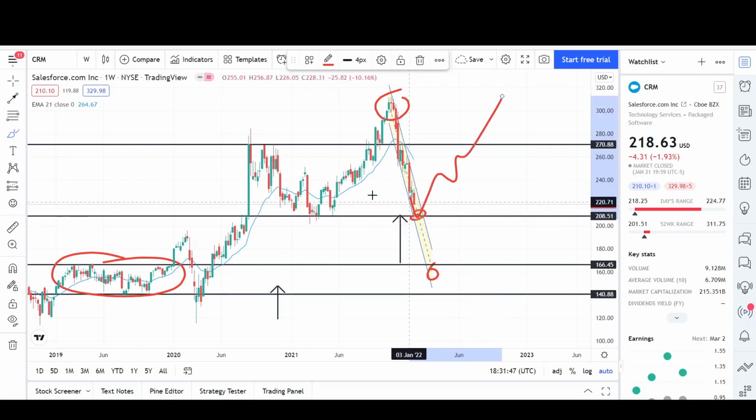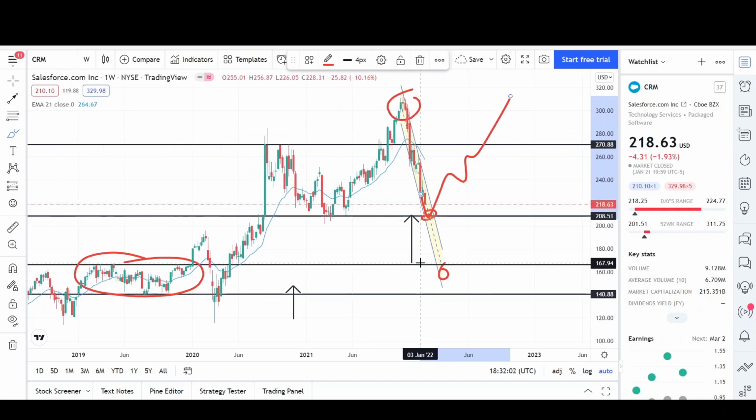Just judging the price action right now, it looks like it wants to reach that 205 level, and even probably break that 166 level. I mean, to reach that 166 level based on previous patterns and just judging the strength of the downtrend. So that's all I have for Salesforce.